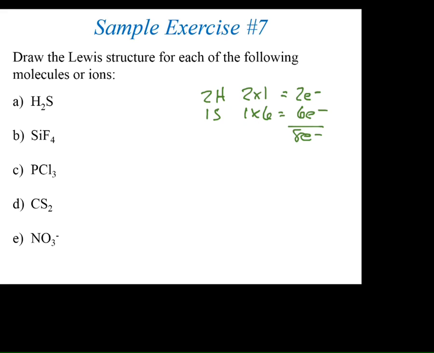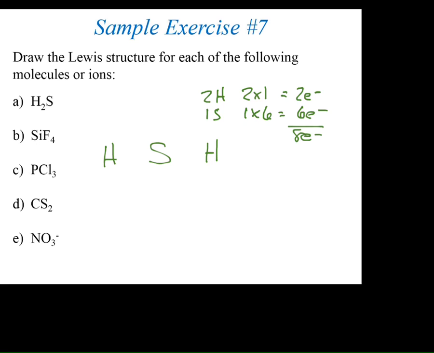Okay, so which element goes in the center, hydrogen or sulfur? Okay, sulfur goes in the center for 2 reasons. One is sulfur only appears 1 time in these. Plus, we know hydrogen can never be in the center. Ever, ever, ever be in the center. So I'm just going to put sulfur in the center. And then the hydrogens, I'll just kind of spread them out. There's no real right or wrong way. Just kind of spread them out like this, one on each side.